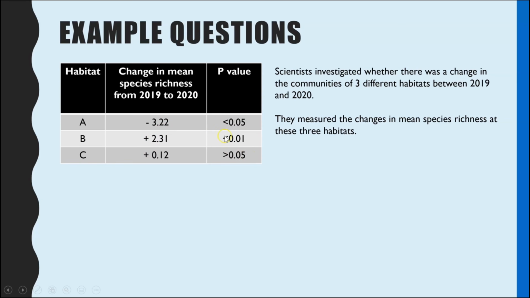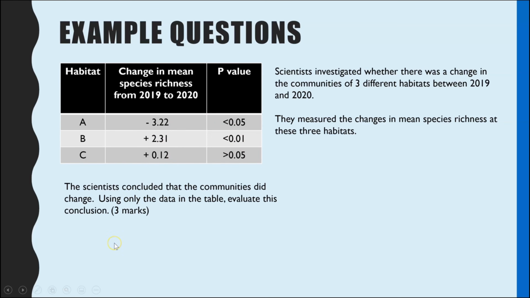The final thing we've been given is a p-value for each of those. And a p-value tells you the probability that the result is due to chance. So we're going to be using those to work out the answer to this question. The scientists concluded that the communities did change. So that's the conclusion they're giving us. Using only the data in the table, evaluate this conclusion. So we have to use these 3 rows of data to see which support the conclusion that there was a change and which, if any, don't support the conclusion that there was a change.